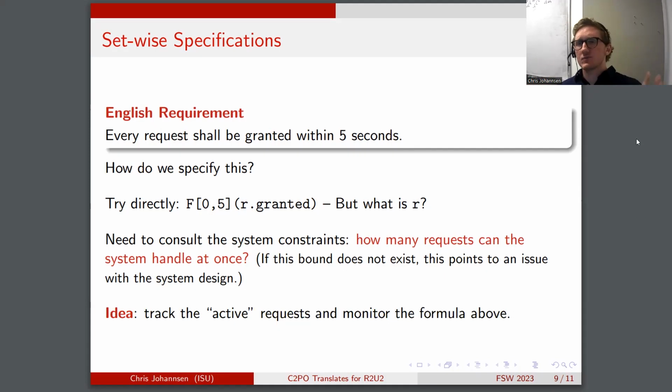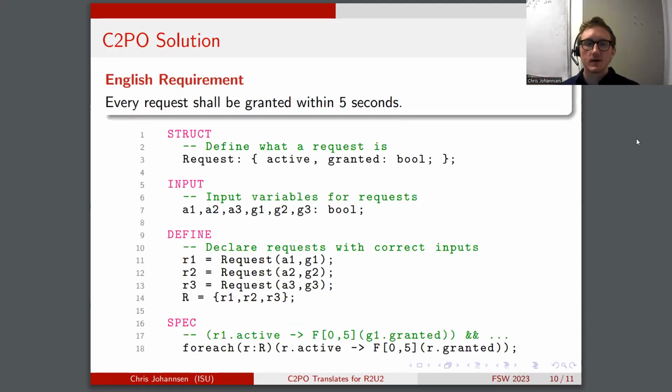So the idea here is we can use this bound and track the active requests and monitor that formula above. Before we even deploy, we can allocate all of the memory that we need to monitor these sets, and then swap things in and out, allocating slots for monitoring these entities at once.